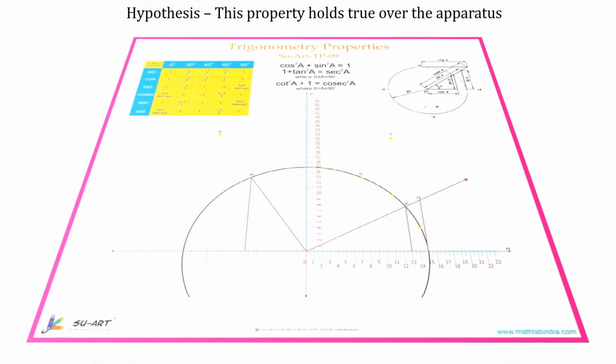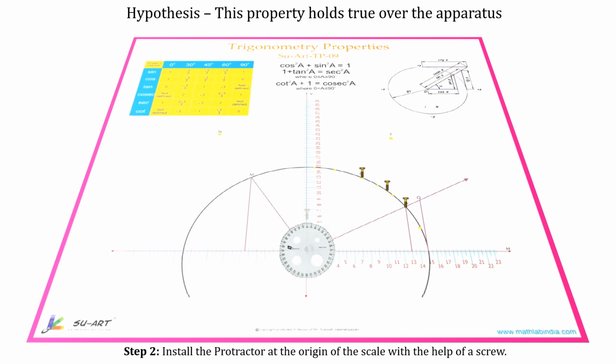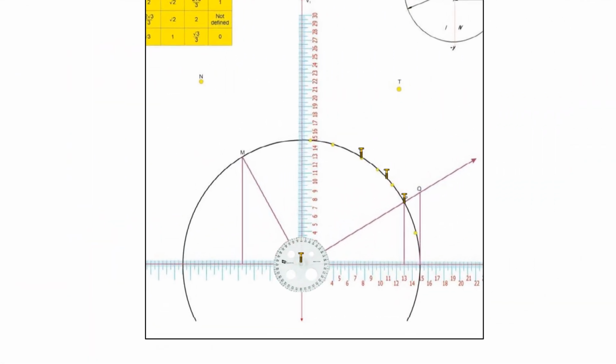Hypothesis. This property holds true over the apparatus. Step 1. Thread in the screws in the given grooves along the semicircle, like shown here. Step 2. Install the protractor at the origin of the scale with the help of a screw, as shown here. Now let's focus on this arrangement only.